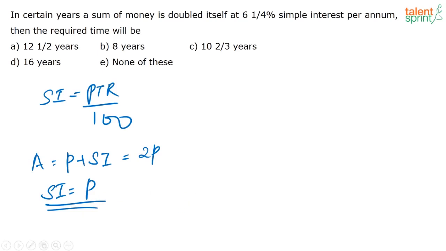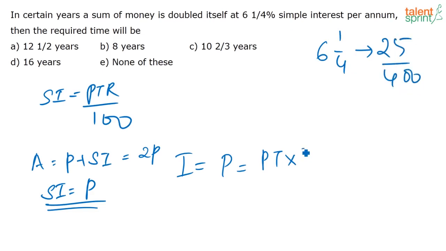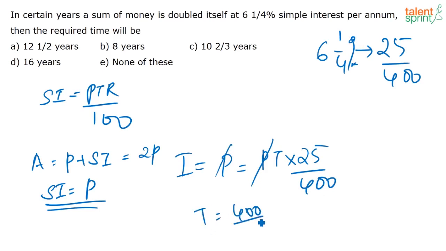So once you get this clue, what can we directly write? The simple interest that you get is nothing but equal to the principal, P, and this is equal to P into T, we don't know, into R. Now R is 6 1/4 percentage. What is 6 1/4 percentage? It is nothing but 25/400, correct? So the rate is 25/400. Just cancel P. Now what is T? T is equal to 400/25, correct? So that is equal to 16. 25 into 8 is 200, 25 into 8 is 200, so 25 into 16 is 400. So the answer for this question is option B.